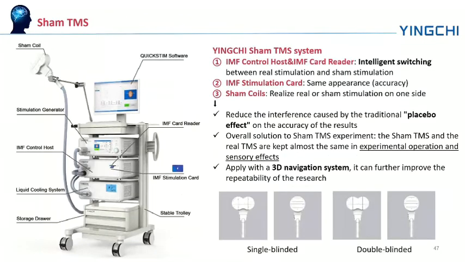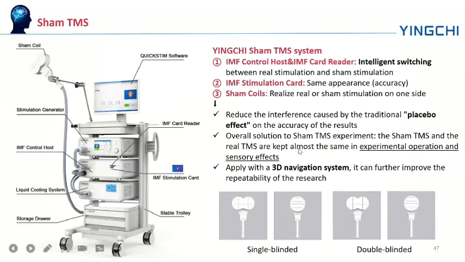As for the YINGCHI sham TMS coil, we have a sham TMS system. We have both single-blinded and double-blinded coils. We have this IMF card and its host and reader, so it can intelligently switch between real stimulation and sham stimulation, and the sham stimulation has the same appearance as the real one. Combined with this, it is used to reduce the interference caused by the traditional placebo effect on the accuracy of the results.